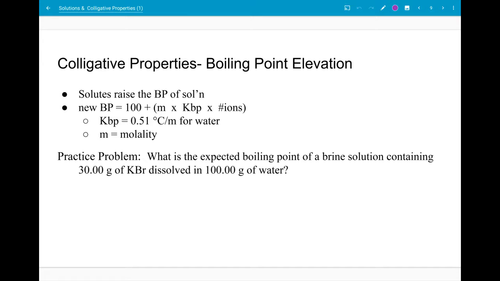Okay, so that is how de-icer works. It actually lowers the freezing point on the roads. Now we can do something similar with boiling point. The boiling point is actually raised if we add a salt.